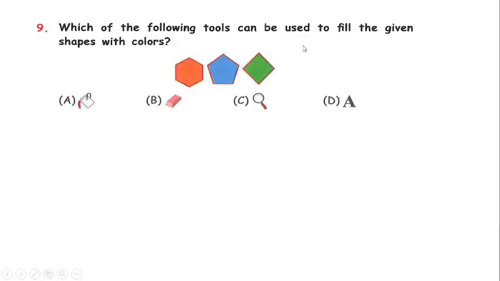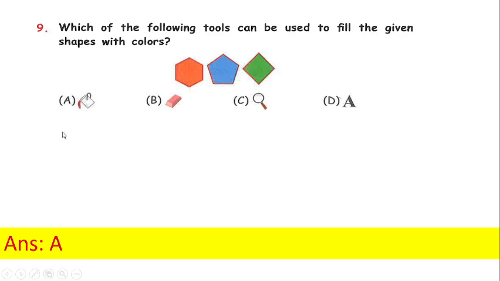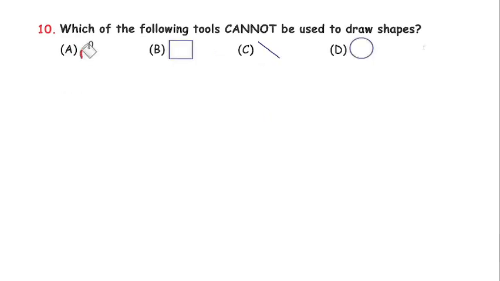Next, which of the following tool can be used to fill the given shape with color? Answer is A. It's very easy. Fill with color. This bucket is used for filling shape with color. Next, which of the following tools cannot be used to draw shapes? Fill color, rectangle, line or oval tool?